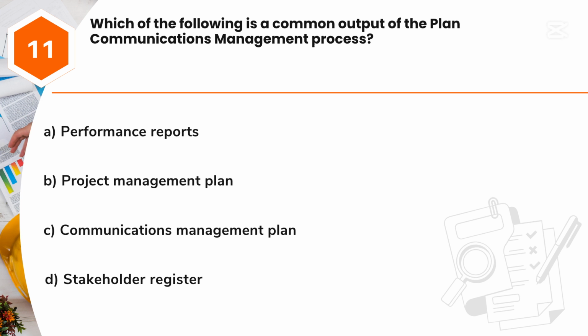Question 11. Which of the following is a common output of the planned communications management process? A. Performance reports. B. Project management plan. C. Communications management plan. D. Stakeholder register.